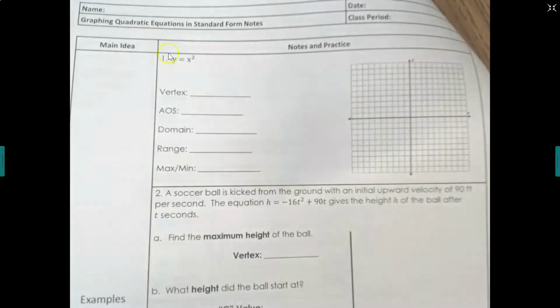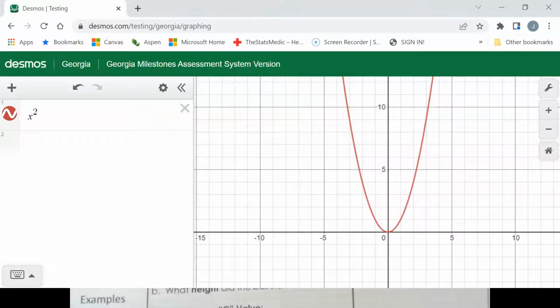For the first graph, usually when you use Desmos, you don't really want to put the y equals in, so you just want the equation part. So for y equals x squared, you would only enter x squared, like I show right here. So I only have x squared, and this is the graph.